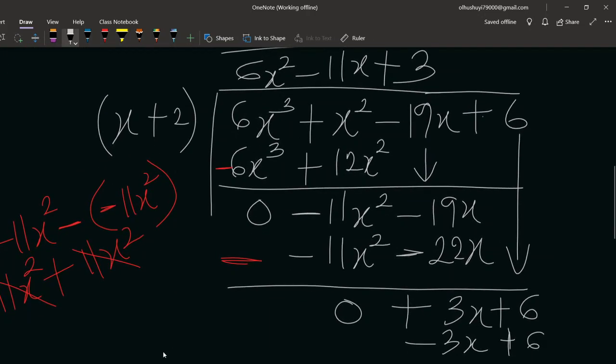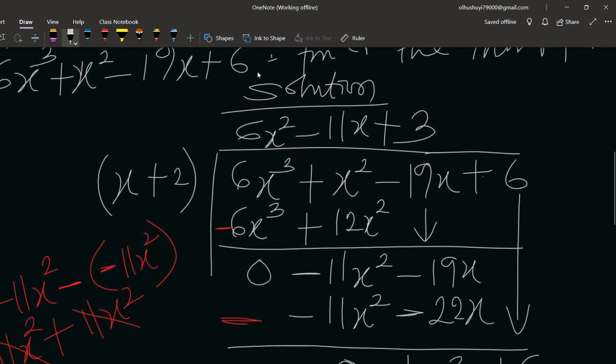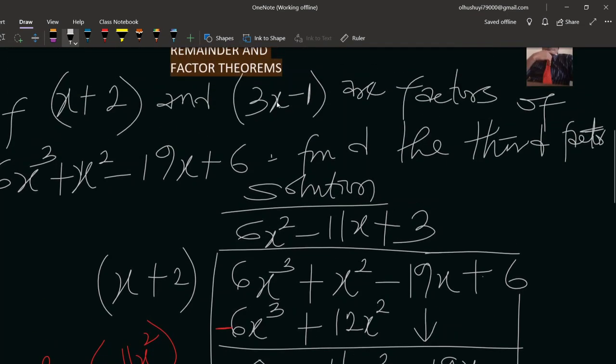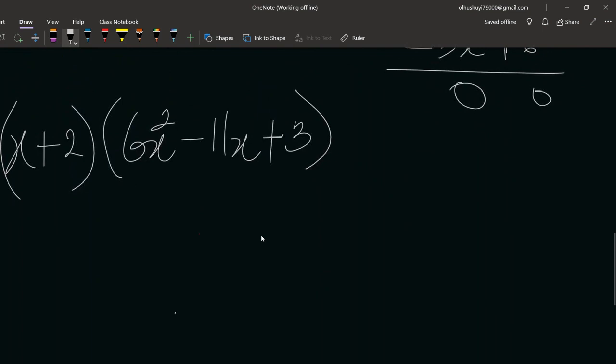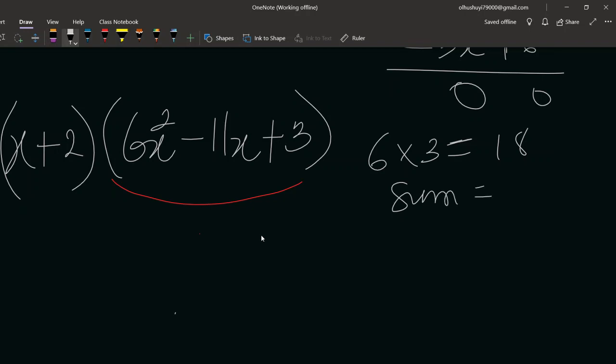We have this, we have this too, but we don't know. This is a quadratic expression. We need to simplify this. So how can we simplify that? If we have this now, what will be the product and the sum? To factorize 6x squared, 6 times 3 is 18. Then the sum is minus 11.